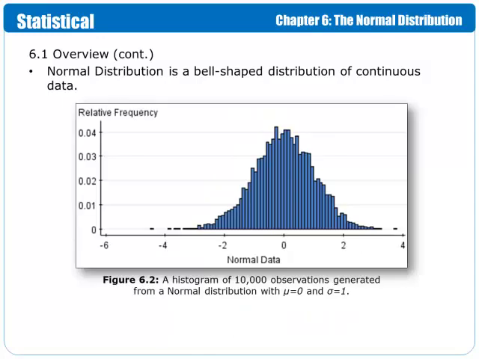Here we have a second example of a normal distribution. In figure 6.2, there is a histogram of 10,000 observations that were generated by the computer from a normal distribution with a mean of 0 and a standard deviation of 1. Very similar to the curve on the previous slide.